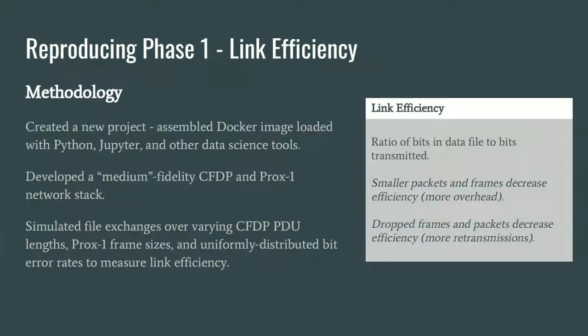And I've been talking about link efficiency, and the definition is here. It's just the ratio of bits in a data file to the bits transmitted. And so in a perfect link where there would be no bit errors, the efficiency would be pretty close to 100%. It wouldn't quite be 100% because there's going to be some packet headers and sequence patterns and trailers and things like that. And then the efficiency would go down dramatically as bit error rate goes up because there'd be more and more retransmissions.